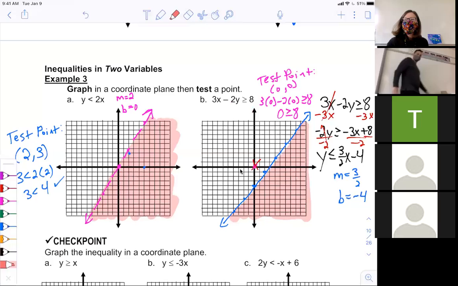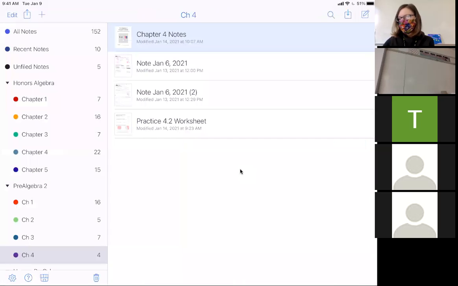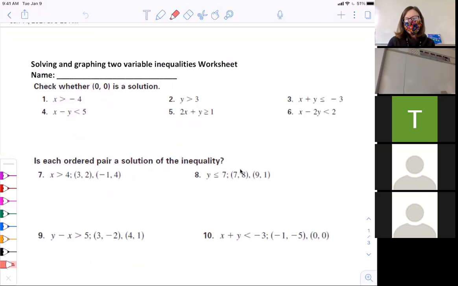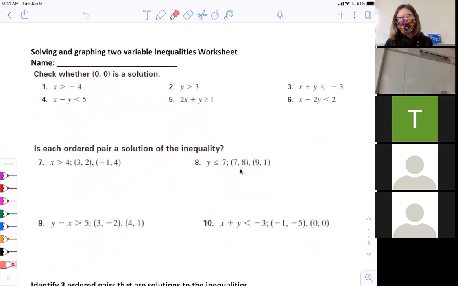All right, so if you travel to Google Classroom, the assignment for today is posted. It just uploaded. I'll let you travel over there and see if you can find it. It looks exactly like what is on my screen.